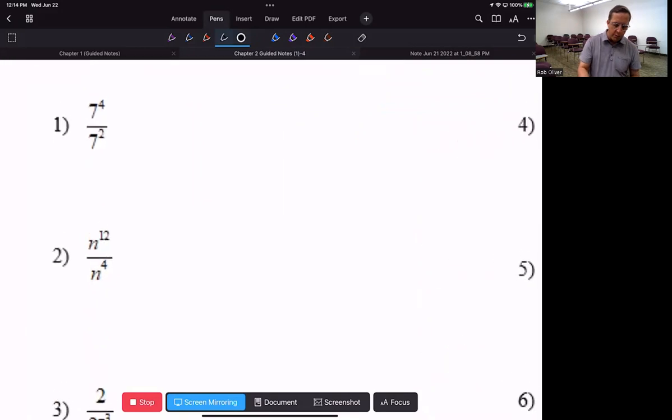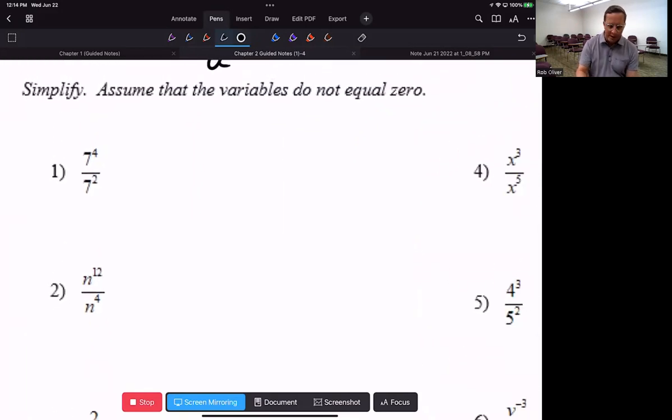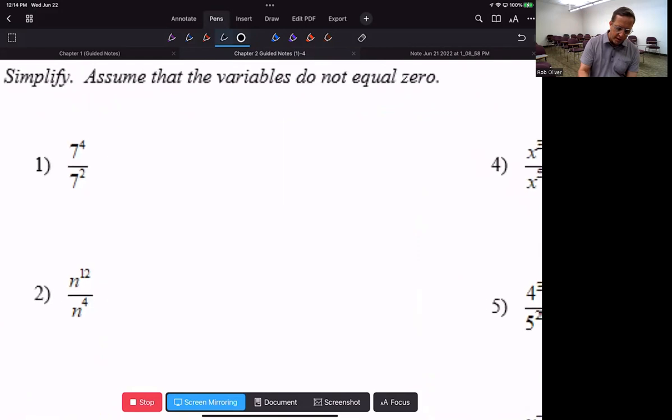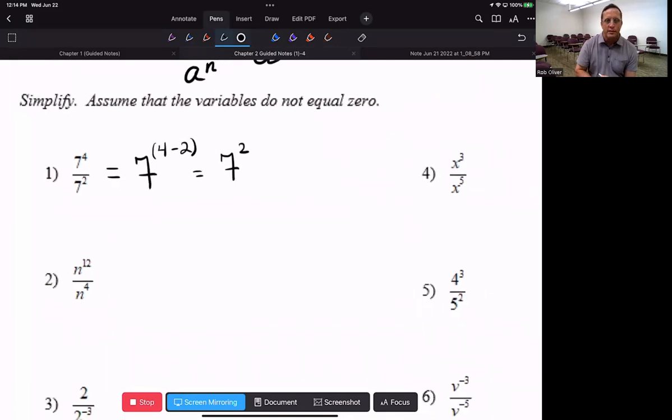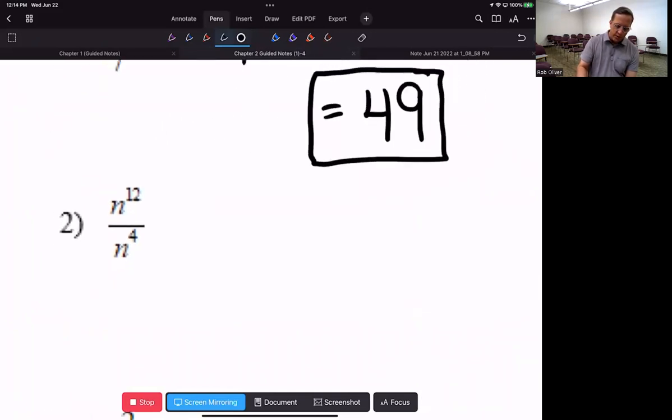So for number one, and you don't have to do it this way every time, but I just want to show you what's going on here. For number one, we're going to do 7 to the power of, and you don't have to put parentheses, but I'm going to, 4 minus 2. So we're going to subtract those exponents, and that math itself is not crazy. And then 7 squared, that equals 14, right? No, it doesn't. It equals 49. That's it.